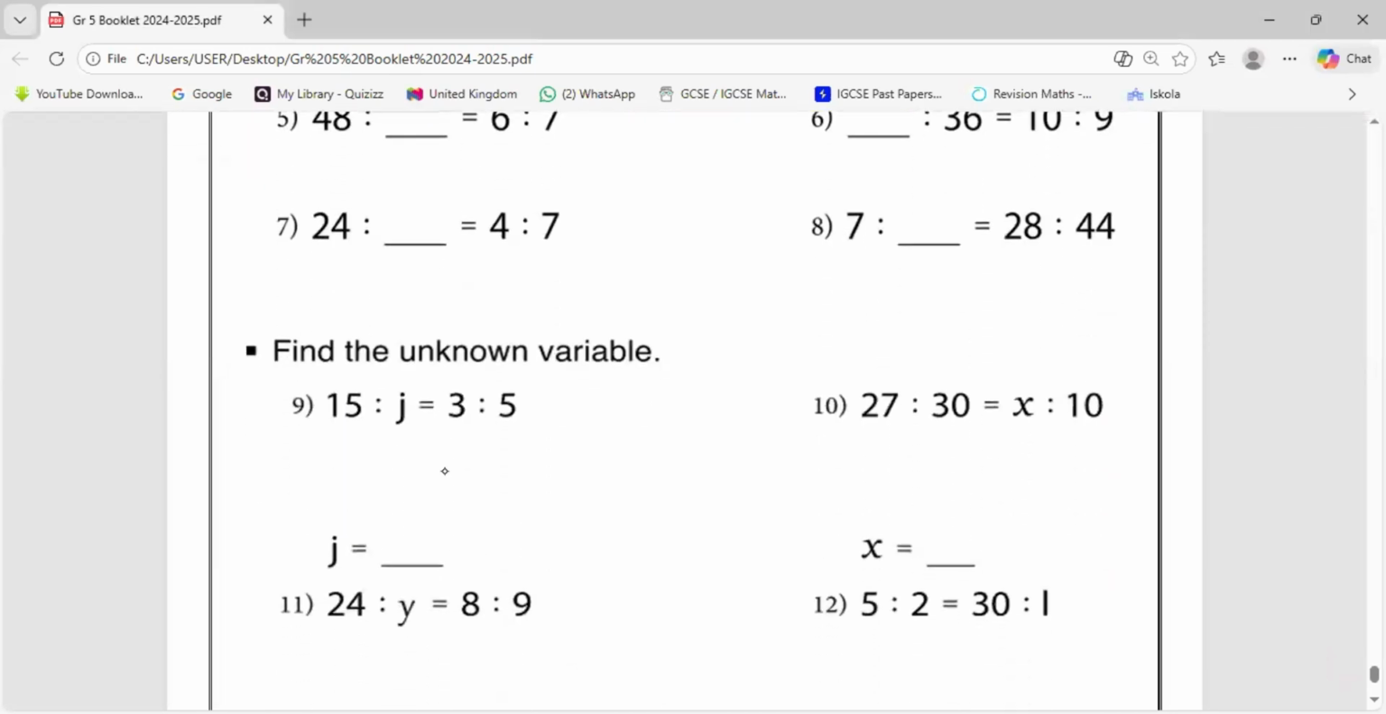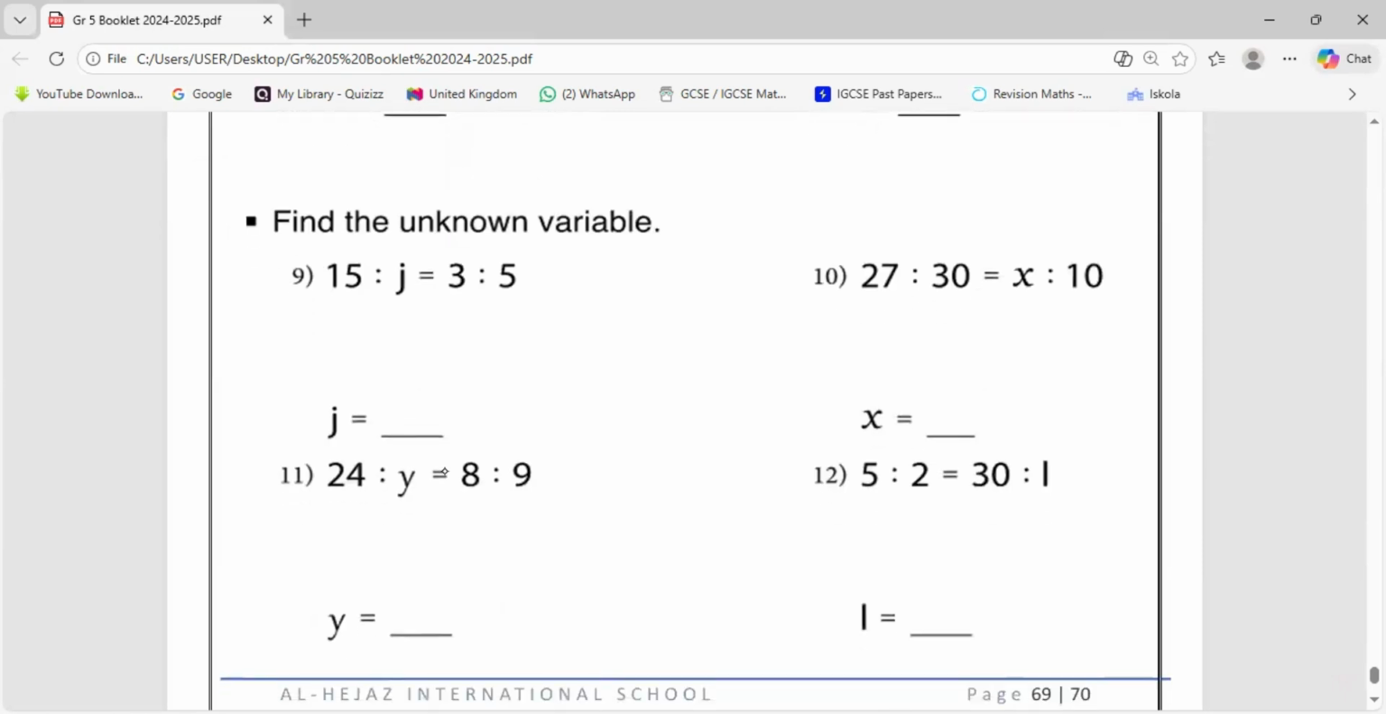Next one, the same. Here we have another example. 3 multiplied by what gets 15? Multiplied by 5, and also 5 by 5, we get 25, and so on. 10 multiplied by 3, we get 30, and the number multiplied by 3 that gives 27, excellent, is 9.